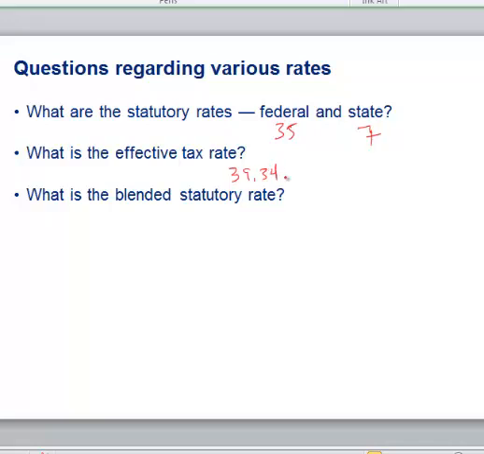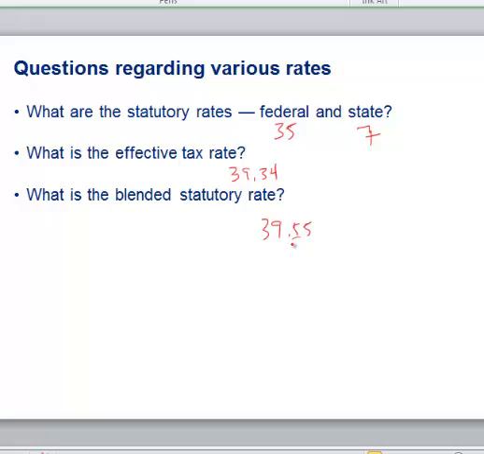Okay, our effective rate is 39.34. 39.34. Okay, and what is our blended state rate, Studi? 39.55.